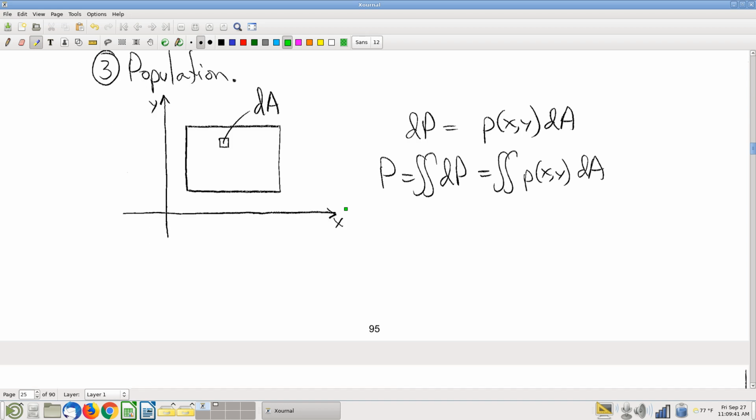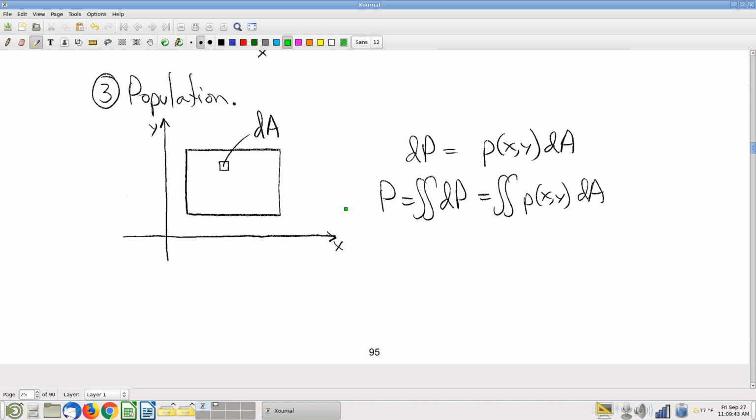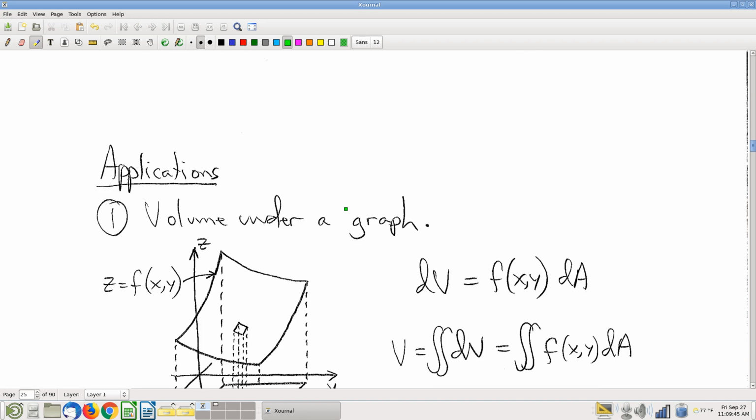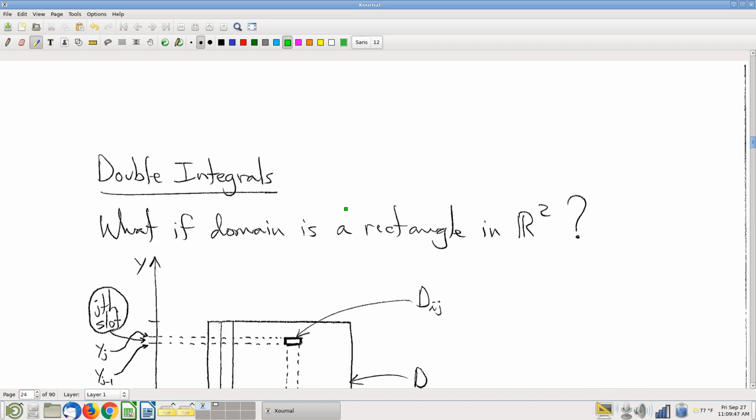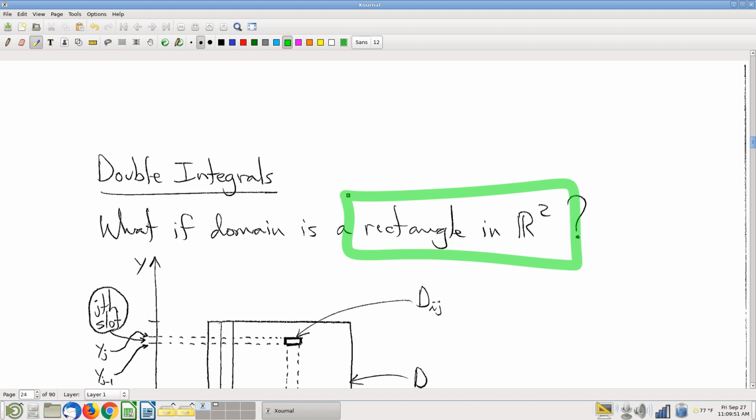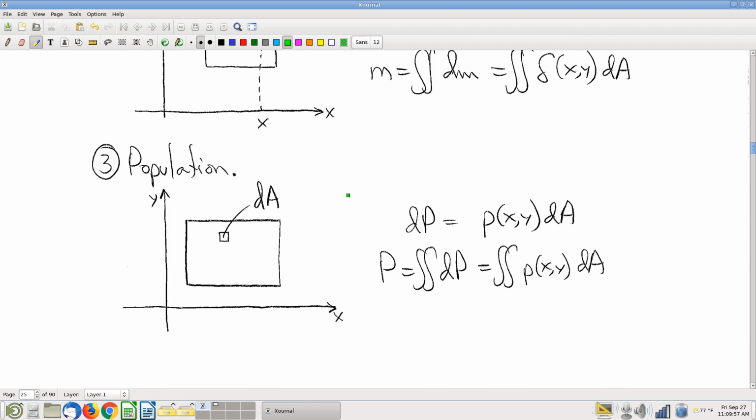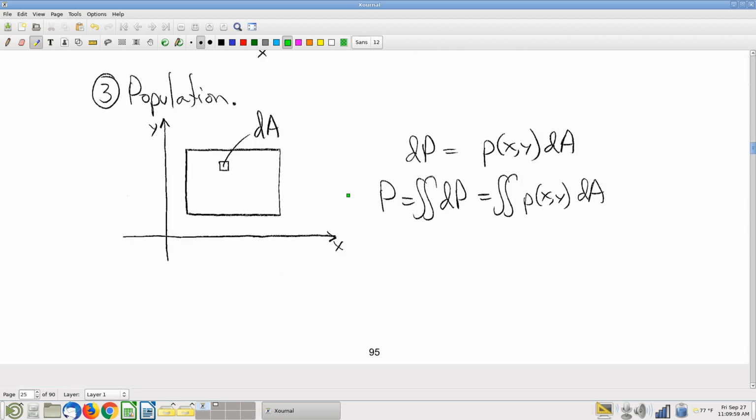Okay. Suppose you want to compute the population of Wyoming or Colorado. By the way, side note, we are stuck with rectangles at this point, right? So we're only looking at rectangles in R2. So right now, the only states we can compute population of are Wyoming and Colorado. That's it. We'll talk about non-rectangular domains coming up soon.